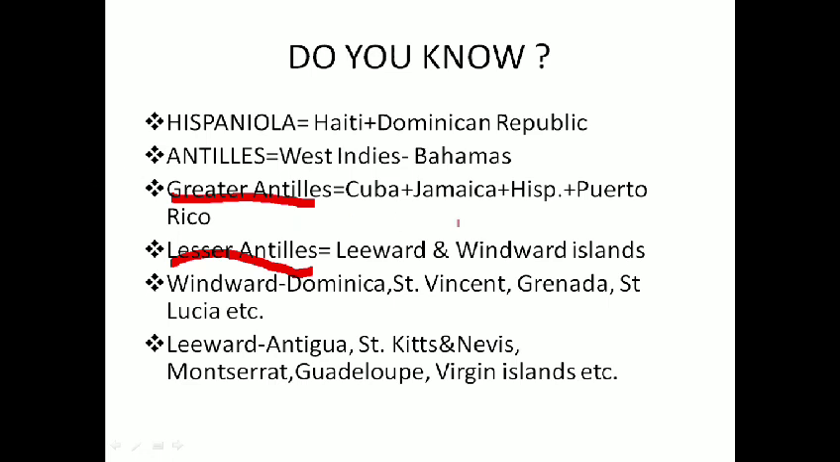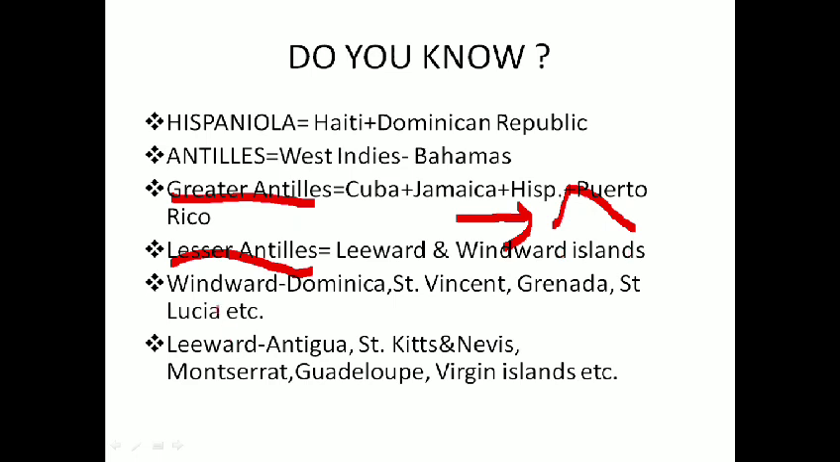Imagine that the wind is coming like this. If there is a mountain, this side of the mountain is called the windward, and just the opposite side is called the leeward. Windward means towards the wind or facing the wind, and just the opposite side is called the leeward. So Lesser Antilles comprises leeward islands and windward islands.